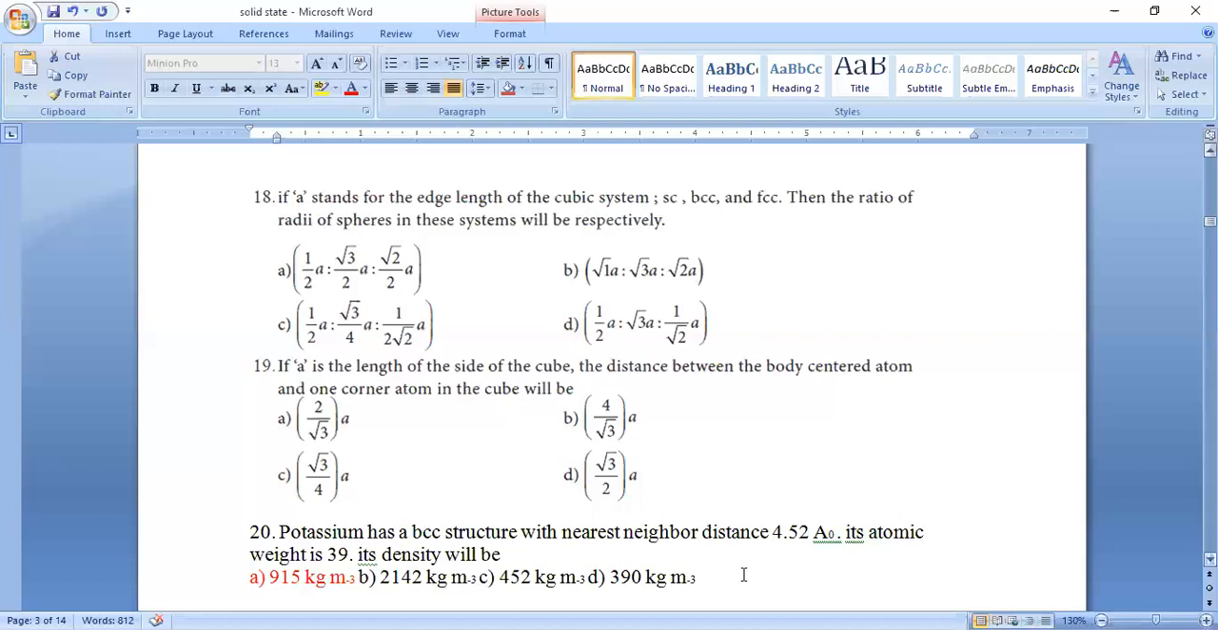So ninth question, if A is the length of the side of the cube, the distance between the body centered atom and the one corner atom in the cube will be. So option D is the correct answer.